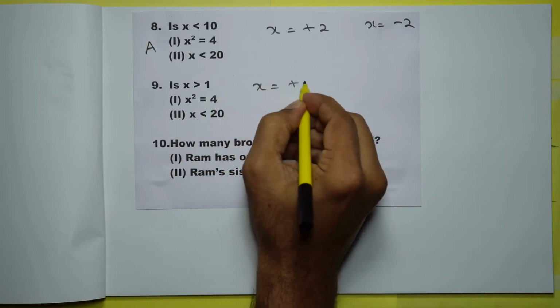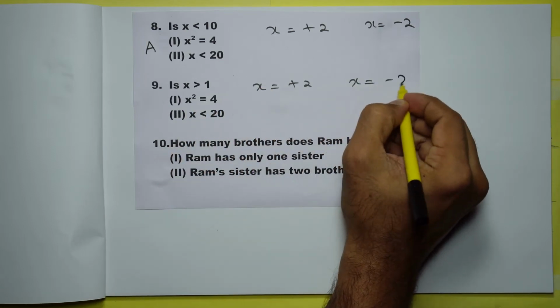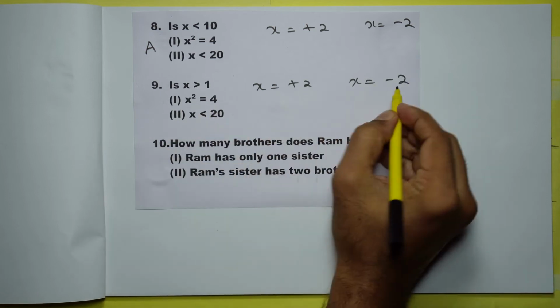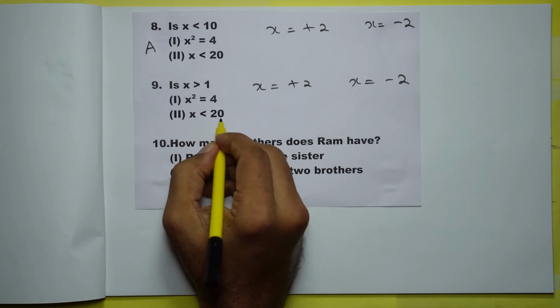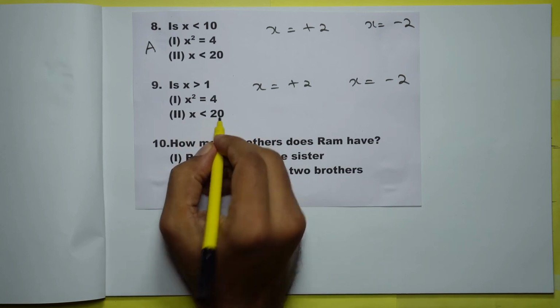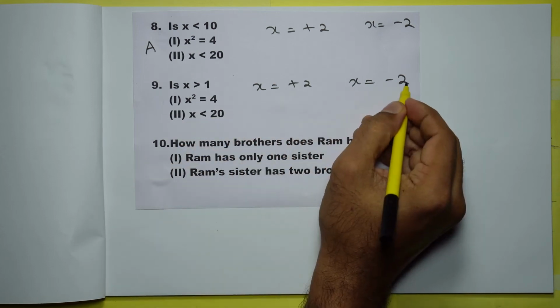So x may be plus 2 or x may be minus 2. Here x square is equal to 4. These are the two possible values. X is less than 20. Again, that is not necessary. We already know that x is less than 20.